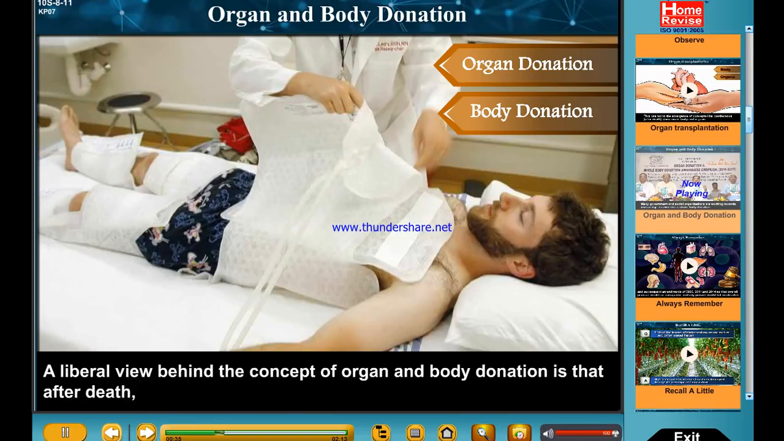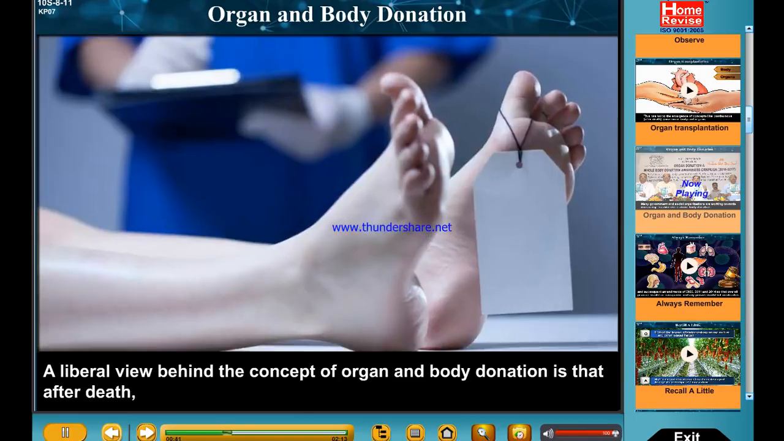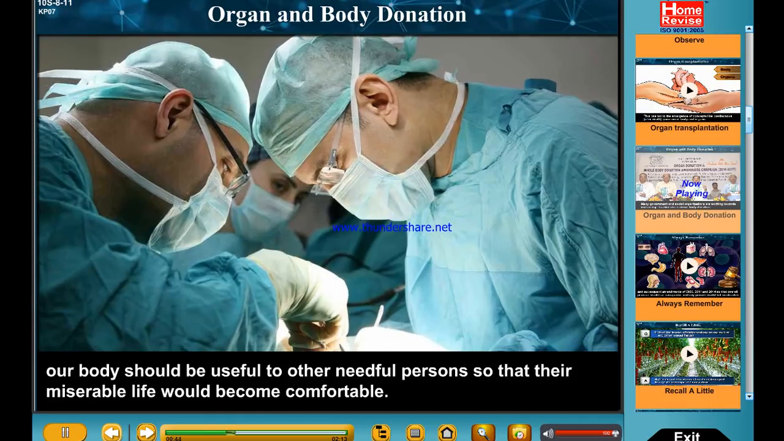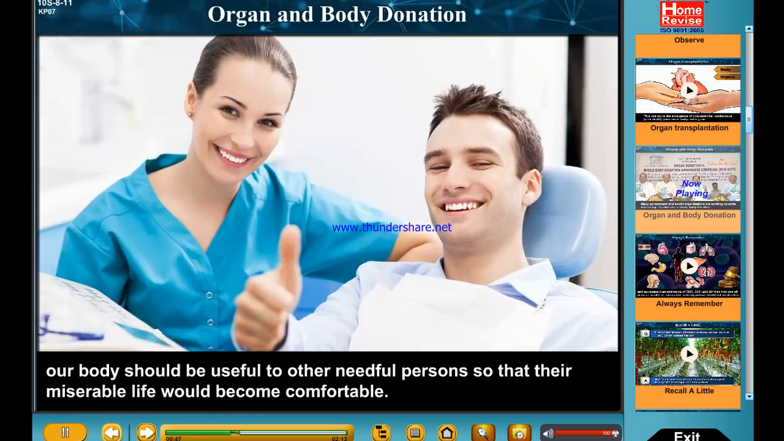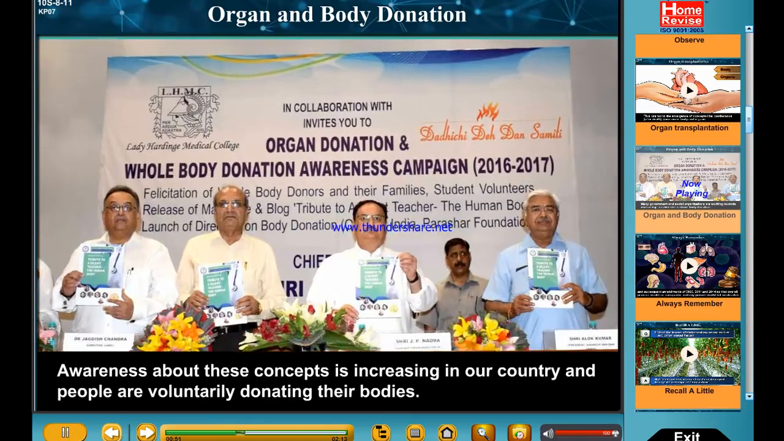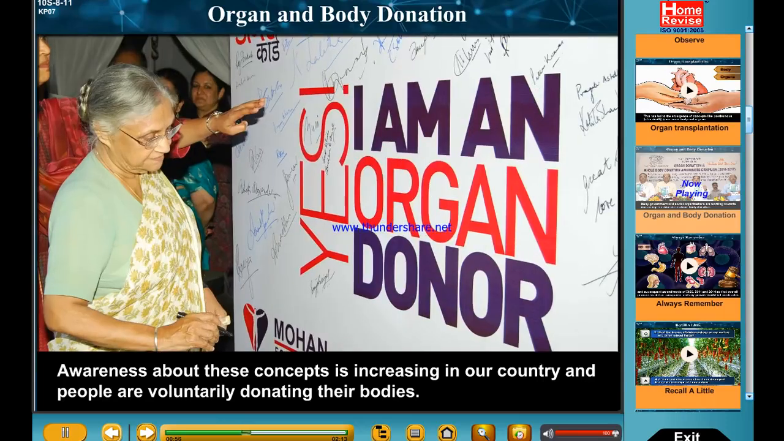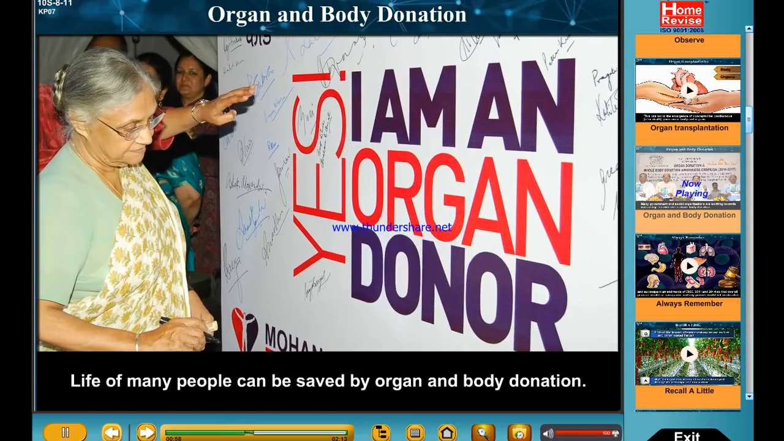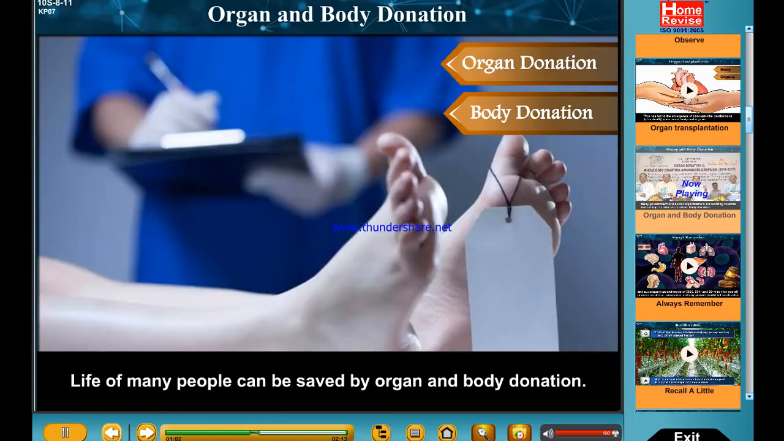A liberal view behind the concept of organ and body donation is that after death, our body should be useful to other needful persons so that their miserable life would become comfortable. Awareness about these concepts is increasing in our country, and people are voluntarily donating their bodies. Life of many people can be saved by organ and body donation.